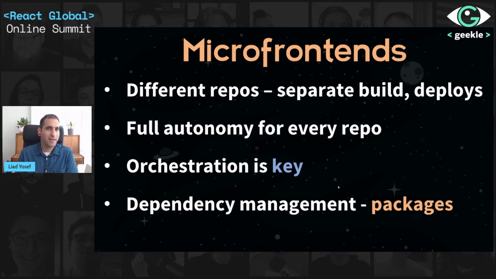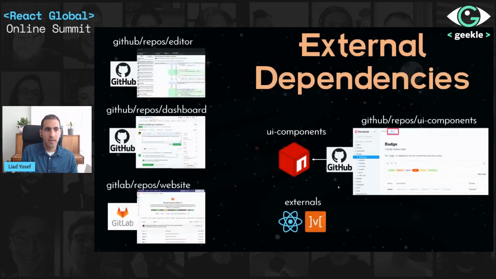take care of orchestration. So orchestration, as you can see, as the level of freedom goes up, the need for orchestration goes up, because the tools that we're trying to shake off now, those are the tools that provided us this orchestration. So Webpack and single repo and everything, we're trying to shake them off now, but we need to provide this orchestration. And you can use and you should use packages for dependency management.